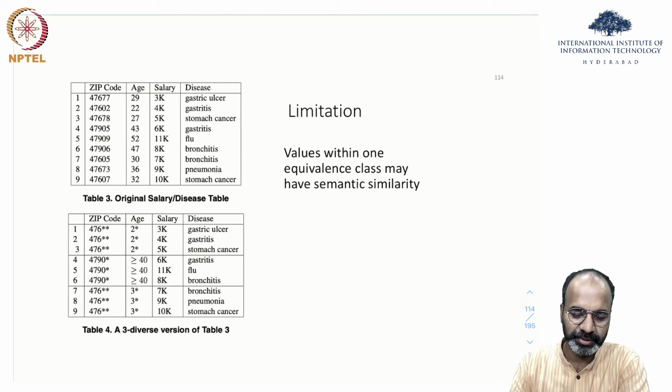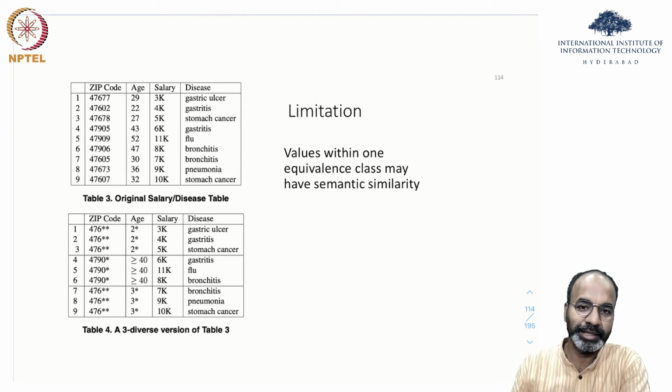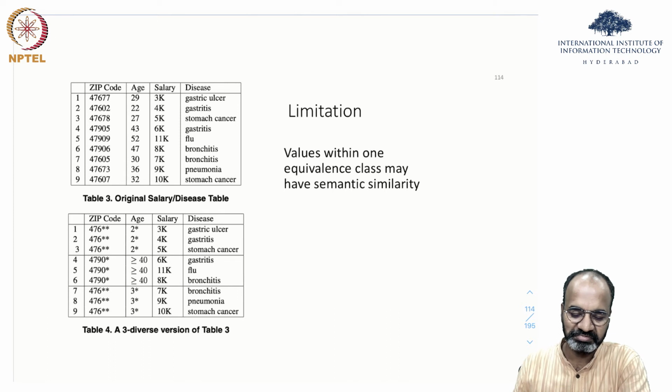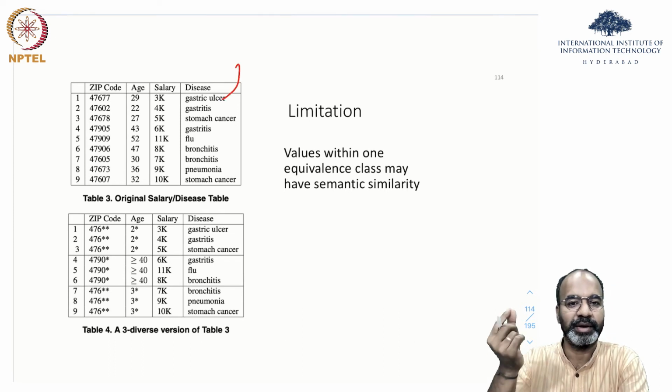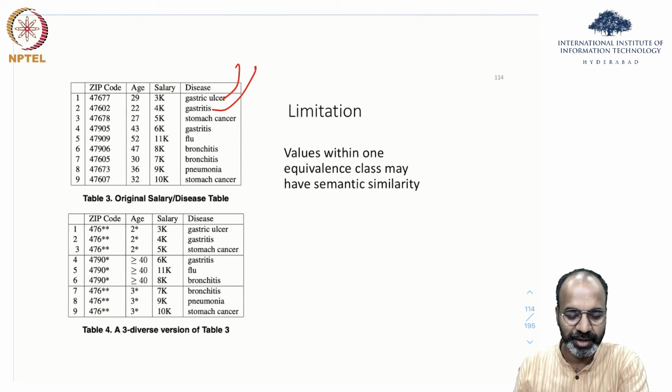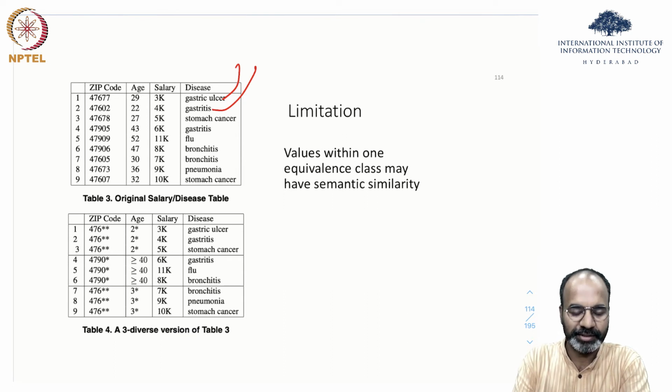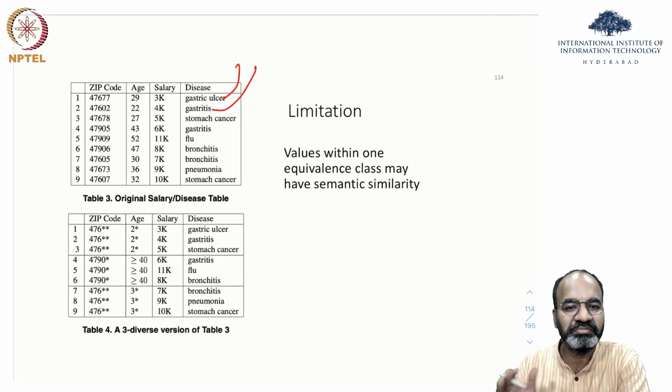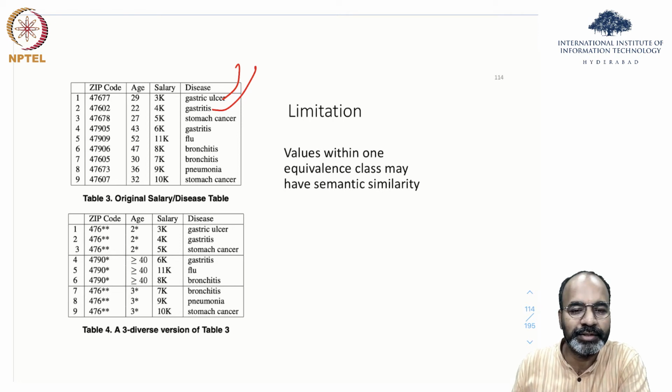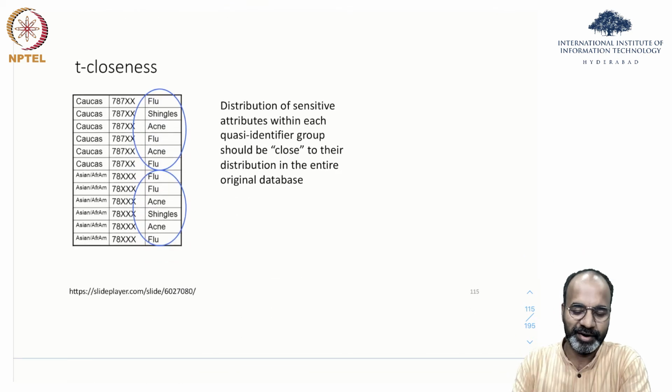That's the L-diversity paper. Then came the T-closeness paper, which argued that values within one equivalence class may have semantic similarities, right? Semantic similarities as in gastric ulcer versus gastritis. They're both something relevant to stomach issues. So therefore, the rows could be re-identified in that sense.